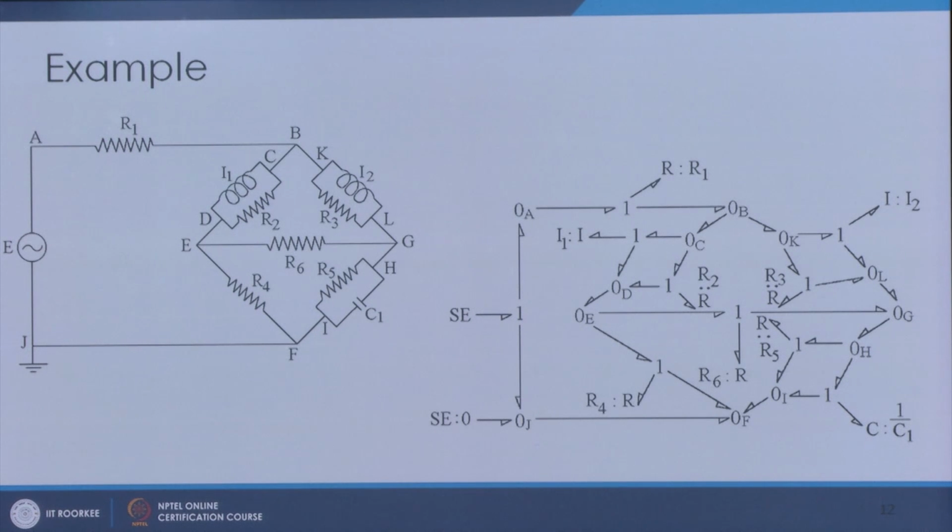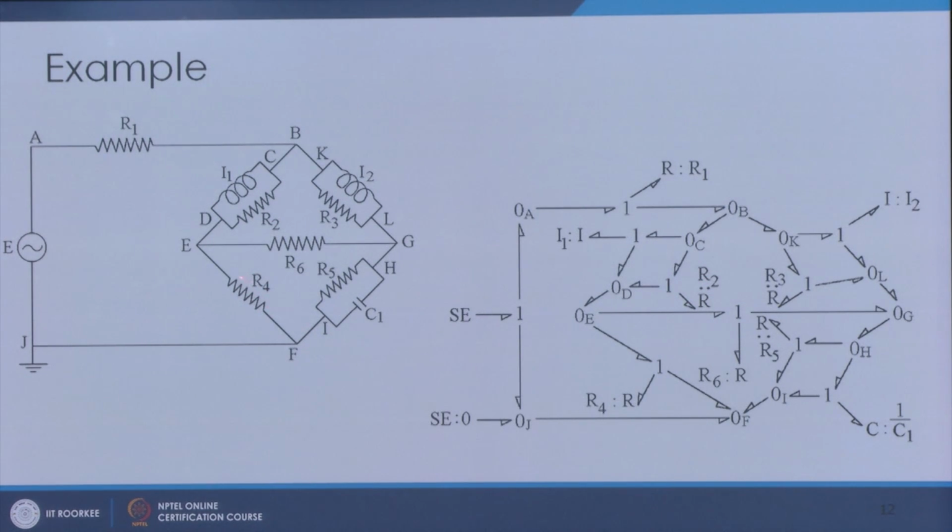Now, you see that after marking these, in between these 0 points, we have the resistor R1. So, we put a 1 junction and attach the resistor R1 here. So, this is how it is done. Now, you see here between C and D there is inductor I1. So, between C and D I put a 1 junction, and at this 1 junction I attach the inductor I1. Likewise, here I put a 1 junction and attach the resistor R2.